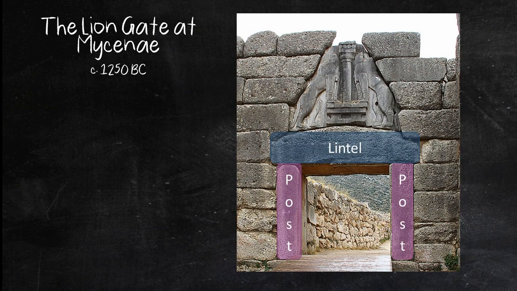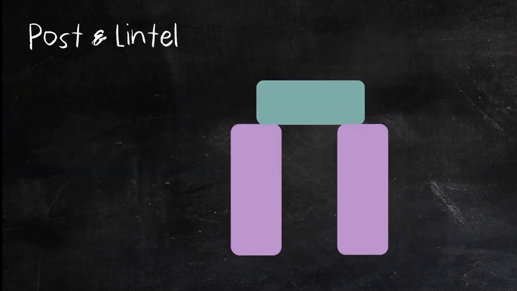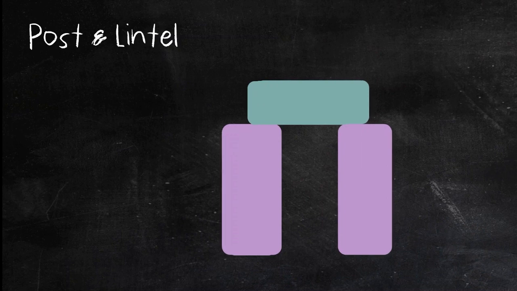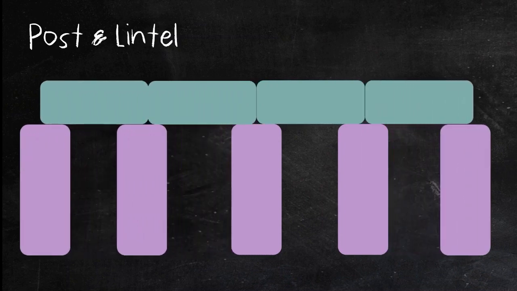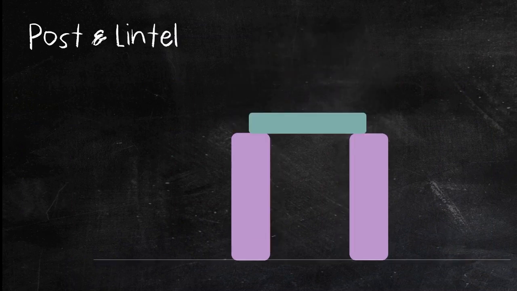Now, the gateway is formed using a technique called post and lintel. Post and lintel is the simplest and earliest of all structure types. It's often used in prehistoric sites like Stonehenge, for example. The two upright posts support a horizontal slab or lintel. Post and lintel construction is very simple. If you need to cover a bigger area, you can set up multiple posts in a row to support additional lintels. You can increase or decrease the height of the posts as needed.